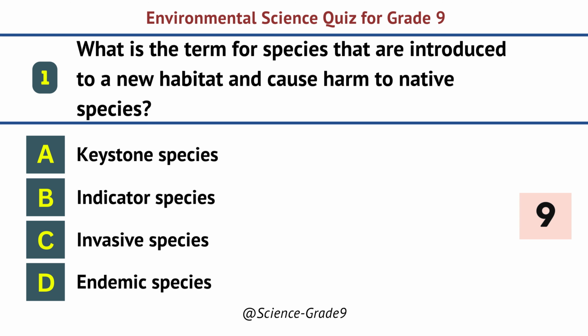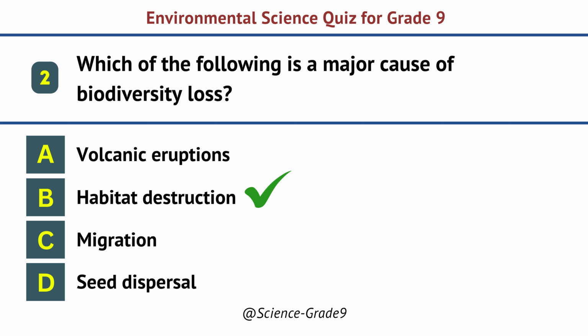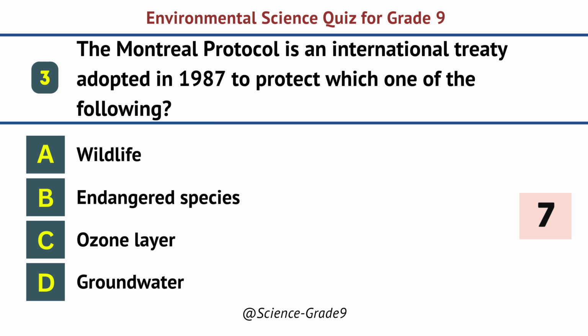What is the term for species that are introduced to a new habitat and cause harm to native species? Invasive species. Which of the following is a major cause of biodiversity loss? Habitat destruction. The Montreal Protocol is an international treaty adopted in 1987 to protect which one of the following? Ozone layer.